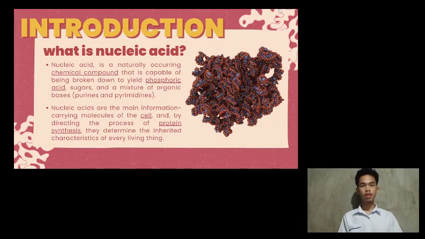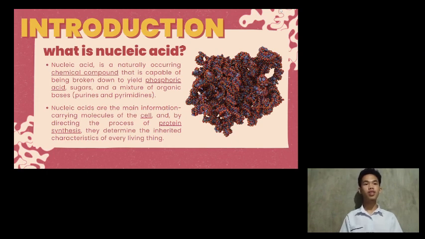My name is Ron Andre Yape and I'm here to present what is nucleic acid. Nucleic acid is a naturally occurring chemical compound that is capable of being broken down to yield phosphoric acid, sugar, and a mixture of organic bases. So, nucleic acids are complex molecules found in living organisms, composed of nucleotide units. These nucleotides consist of a phosphate group, a sugar molecule, and an organic base. When nucleic acids break down, they yield phosphoric acid, sugar, and a mix of organic bases, including purines and pyrimidines. This breakdown is essential for various cellular processes and the transfer of genetic information.